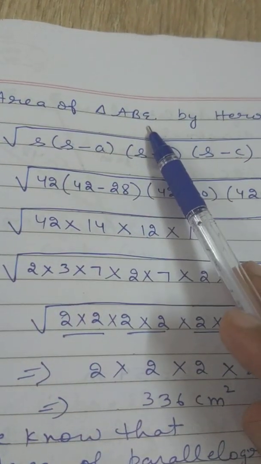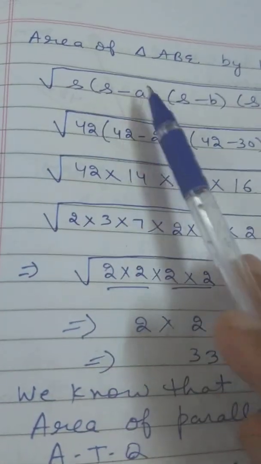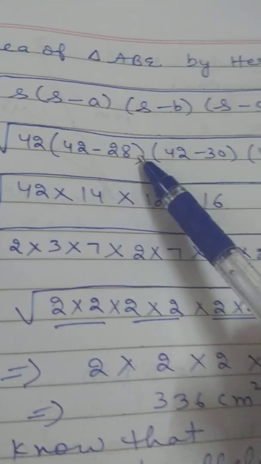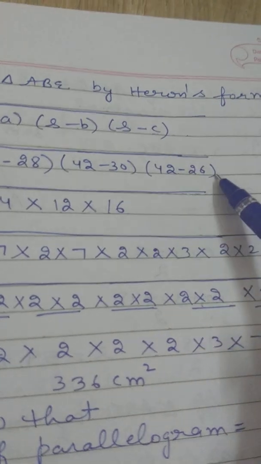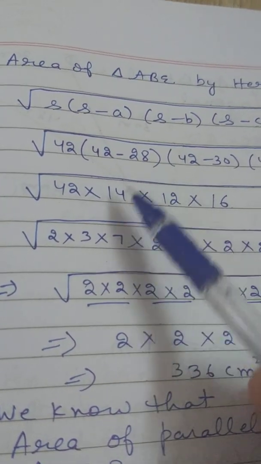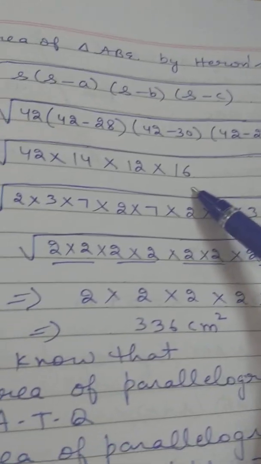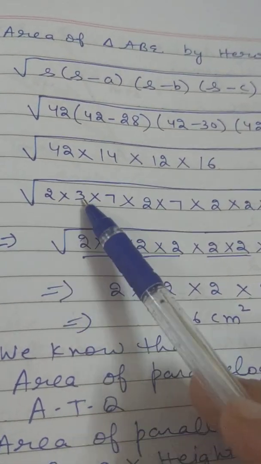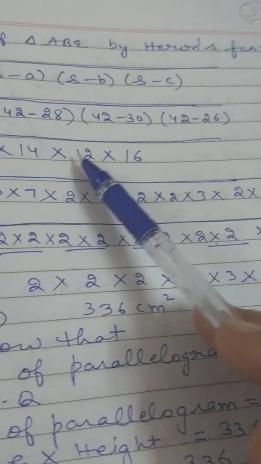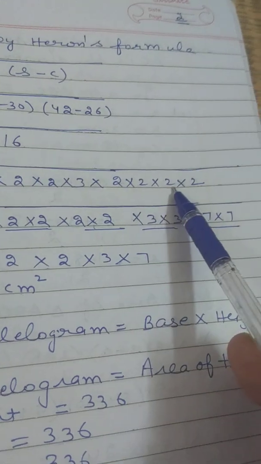Now area of triangle ABE by Heron's formula: square root of s(s minus a)(s minus b)(s minus c). s is 42, 42 minus 28 is 14, 42 minus 30 is 12, 42 minus 26 is 16. We can write 42 as 2 into 3 into 7. We can write 14 as 2 into 7. We can write 12 as 2 into 2 into 3. We can write 16 as 2 into 2 into 2 into 2.